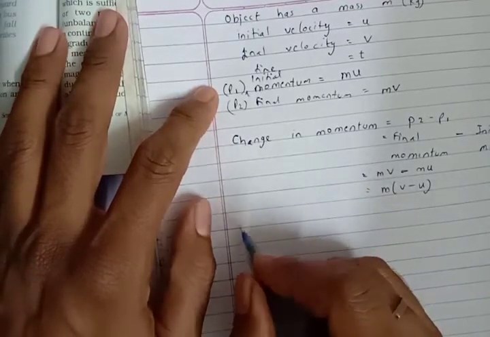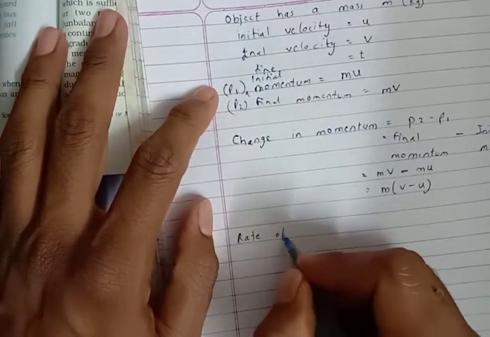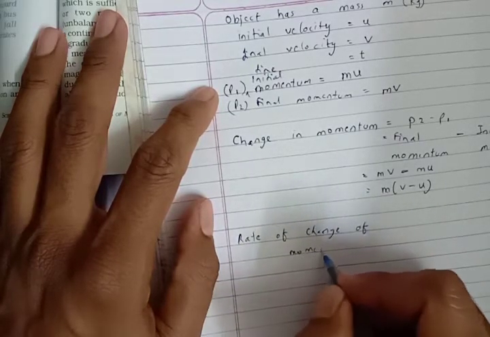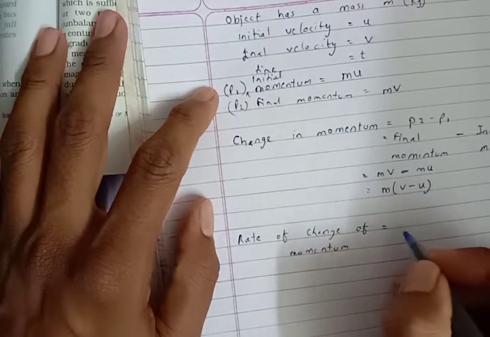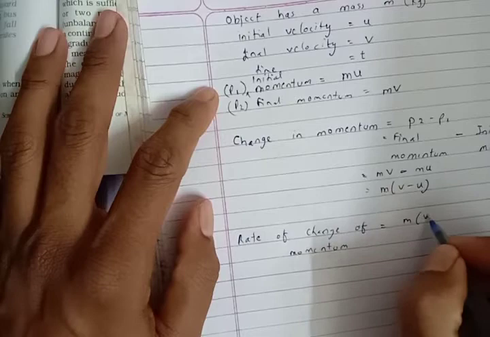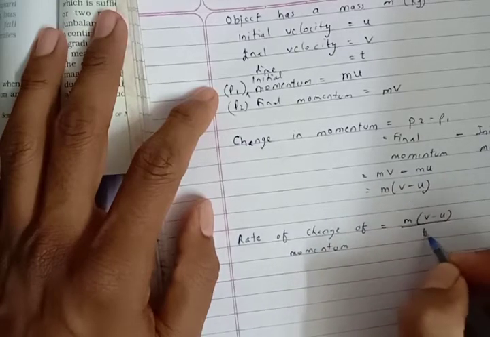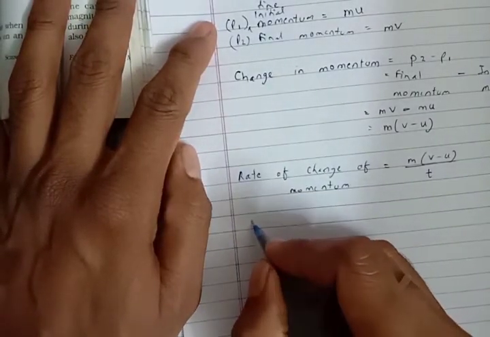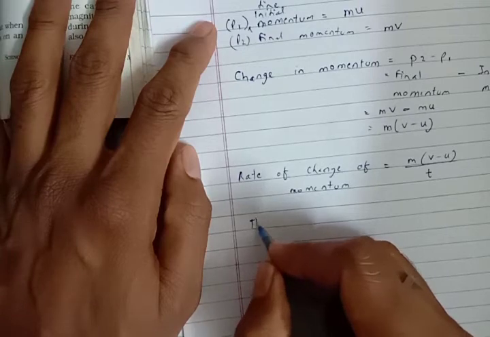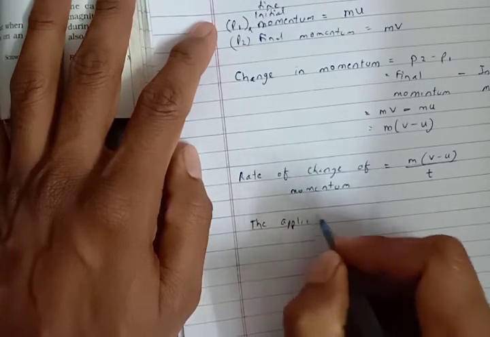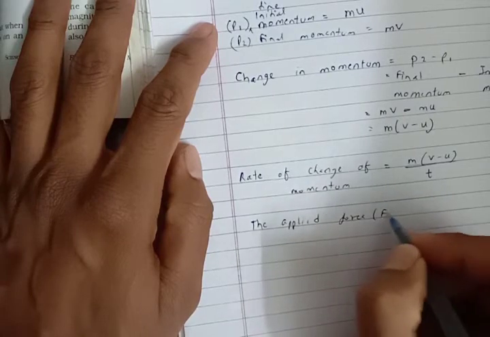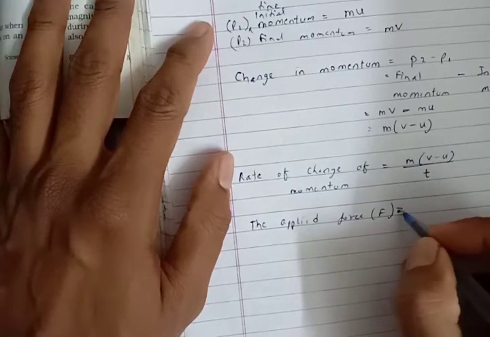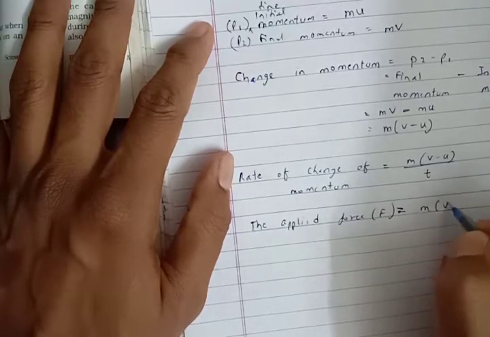Now the rate of change of momentum will be equal to m into v minus u divided by time. It is with respect to time, so we are dividing by time. Now the applied force was F, so F will be equal to the rate of change of momentum.